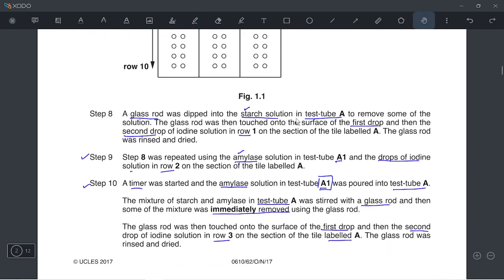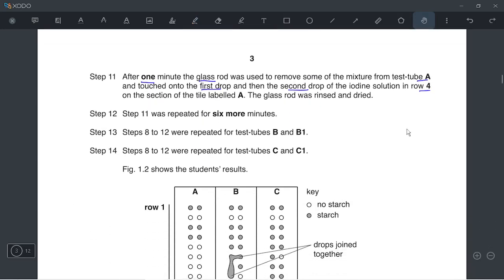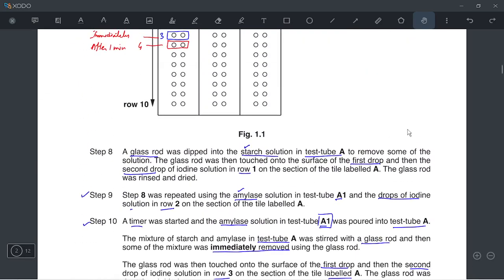Okay. Now you can see the second drop of iodine solution in row 4 on the sections of tile A, and the glass rod was rinsed and dried. Now step 11 was repeated for 6 more minutes. You can see here, okay.